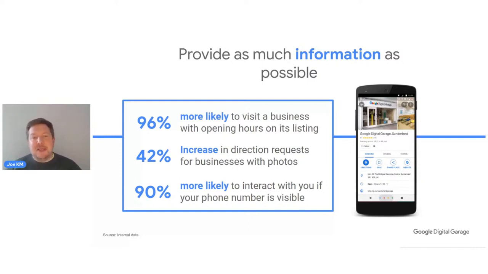96% of people visit businesses with opening hours on the listing. 42% increase of direction requests for businesses with photos, mainly because you can find it as well. 90% more likely to interact with you if your phone number is visible. Because if they want an answer now, they don't have to message you.